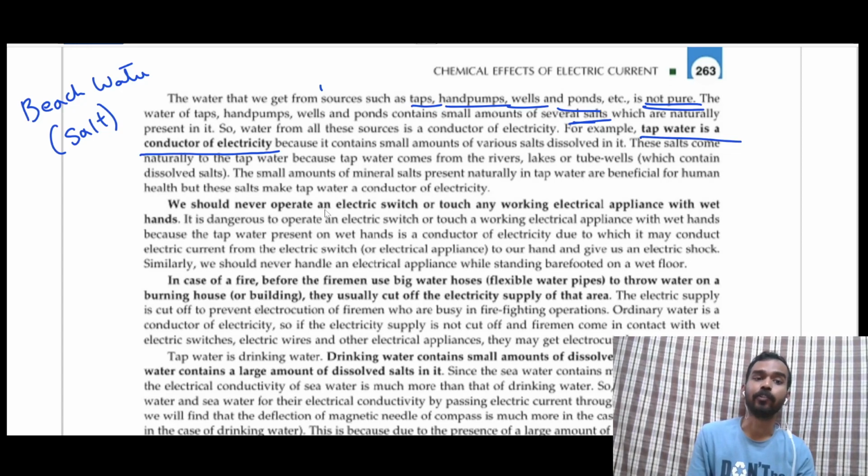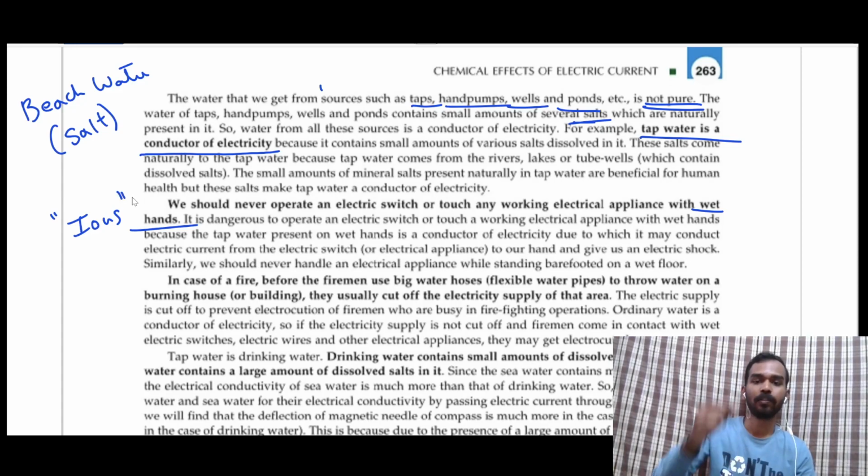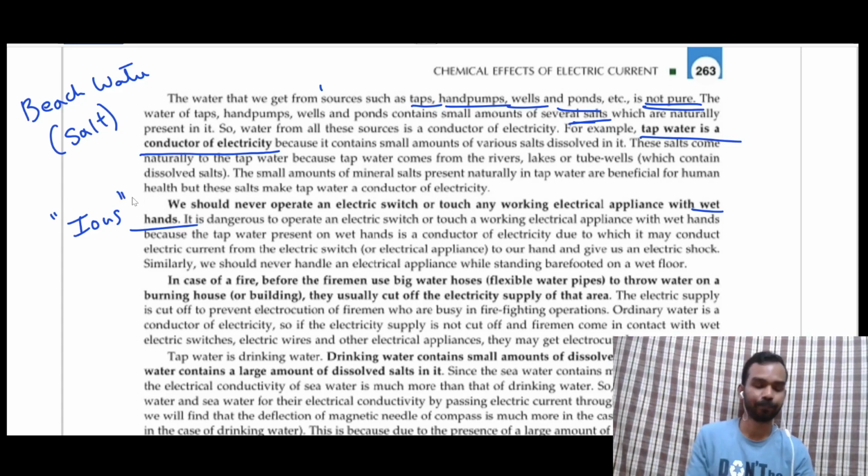So that is why you should never operate an electric switch or something with a wet hand. It is dangerous because the wet hand contains ions, right? So you are a part of a circuit now.